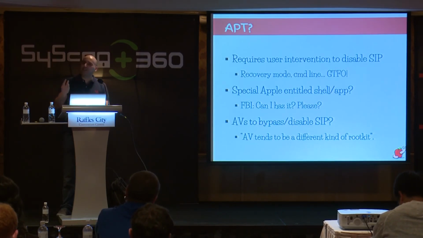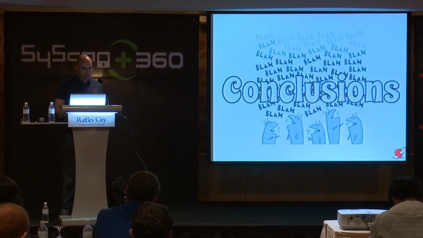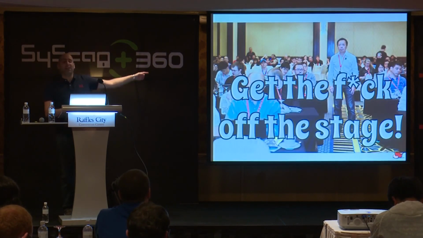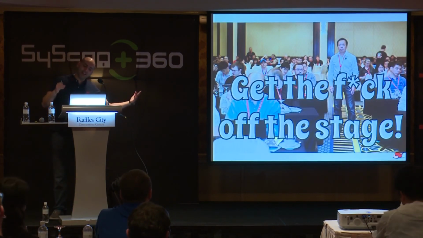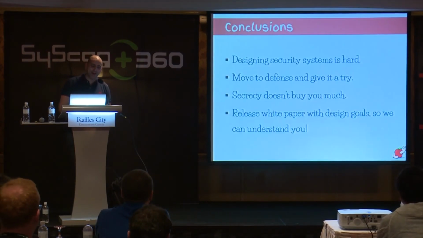How would AVs clean up for their customers? They would have to bypass SIP. Dave Itel wrote, I'm not sure if on Twitter or on a mailing list, that AVs tend to be a different kind of rootkit, because they will need to behave like a rootkit: disable the protection, clean up, restore the protection. Conclusions. You can see that the gentleman would be, if everything went as normal, complaining for me to get off the stage.